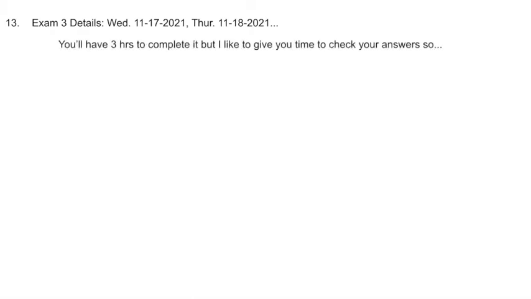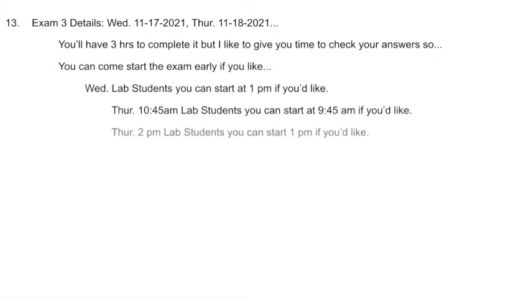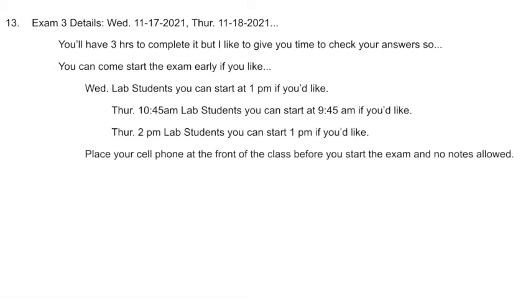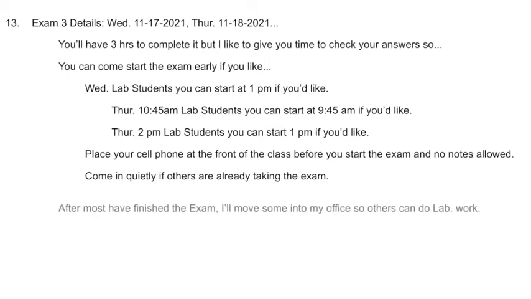SN2 will be on the exam. And exam details: we've got the exam next week on Wednesday and Thursday in lab. You'll have 3 hours to complete it, just like before. You can come early just like before, and place your cell phones at the front, no notes allowed. Come in quietly, while others might have already started on the exam. And after most people finish, we can do a little bit of lab work.